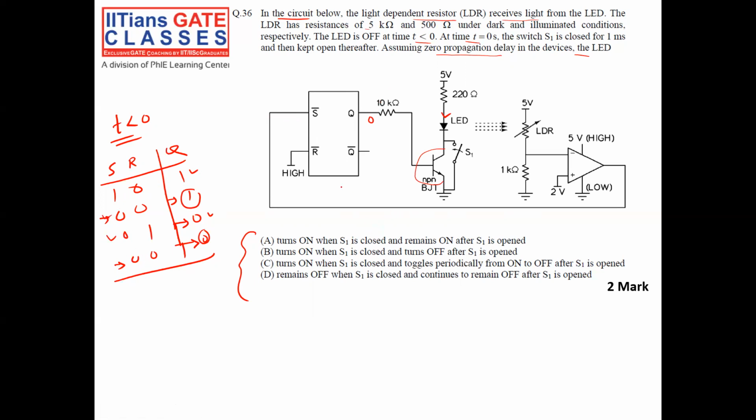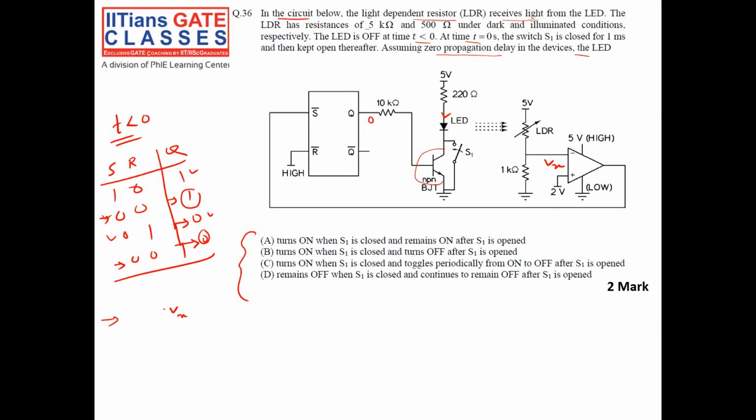Irrespective of that, first you see, for t less than 0, my LED is off. LED is off means this is 0. This is 0 because, you see, this is 5K. When the LED is off, the LDR is 5K. So suppose this is Vx.